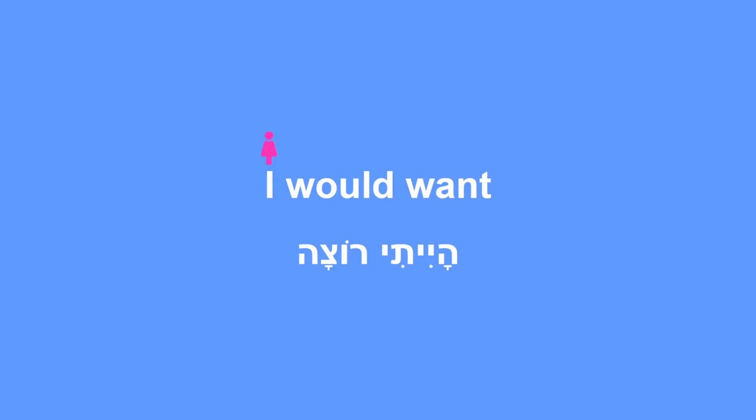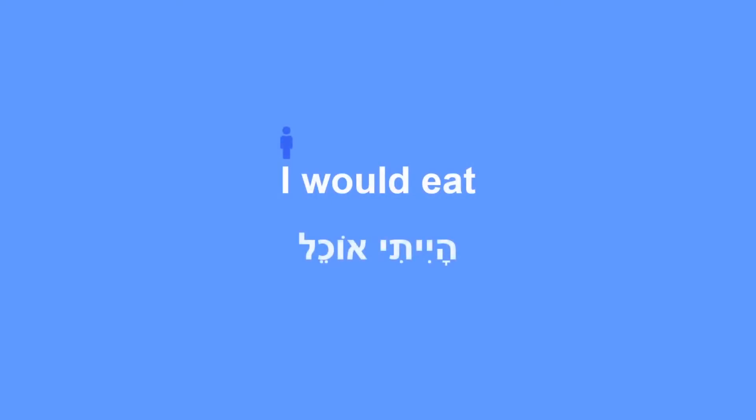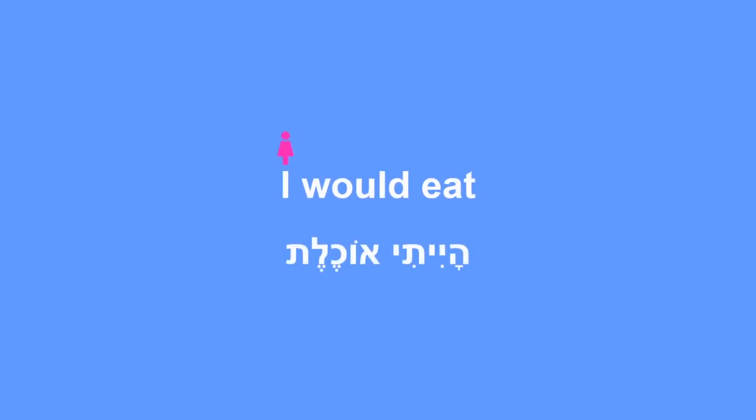Let's see a few more examples. I could, הייתי יכול. I could, הייתי יכולה. I would eat, הייתי אוכל. I would eat, הייתי אוכלת. I would buy, הייתי קונה. I would buy, הייתי קונה.